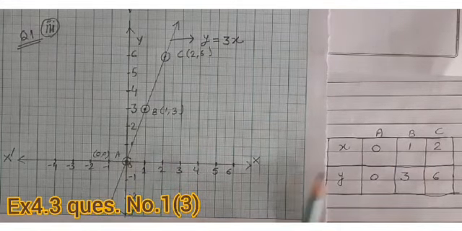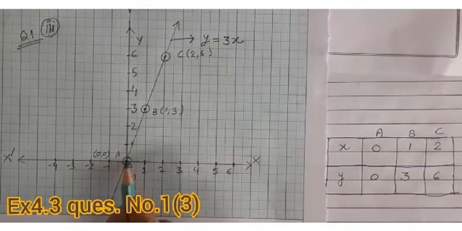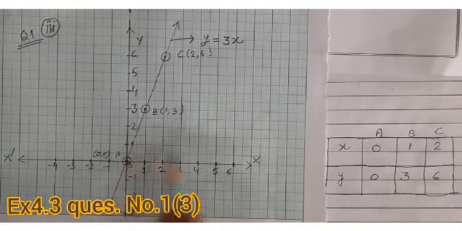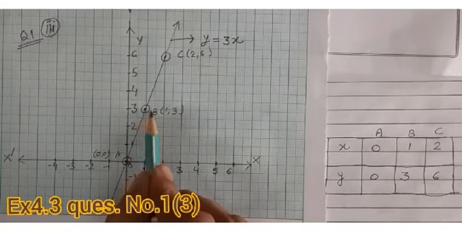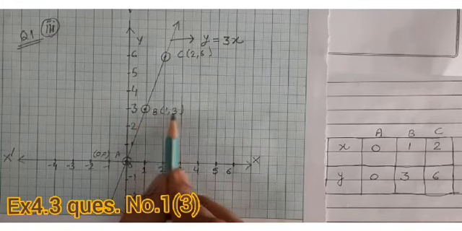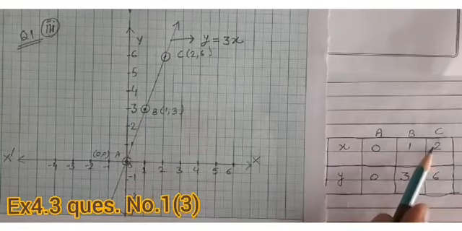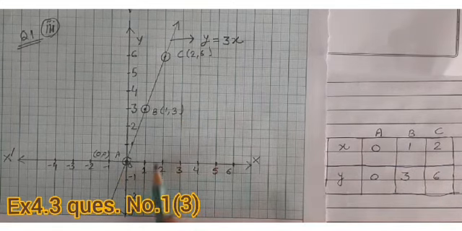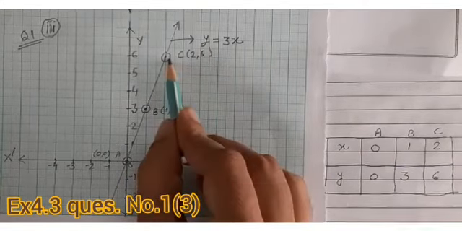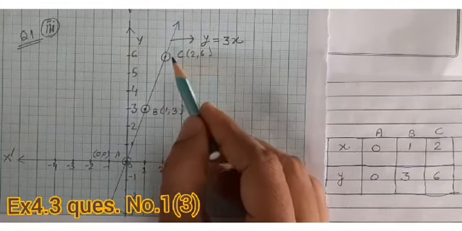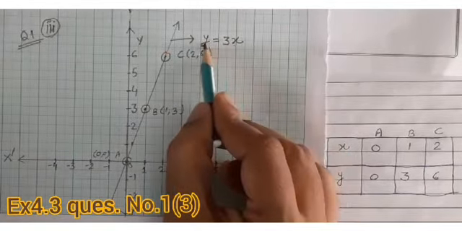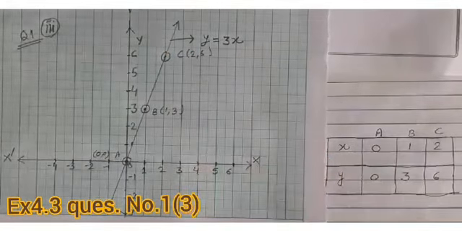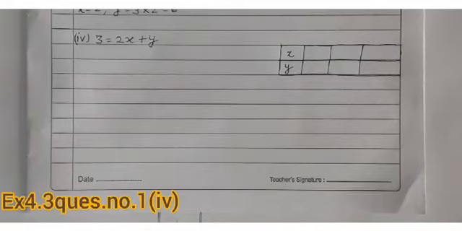On graph paper, see, A is 0 comma 0. I marked 0 comma 0 here as A. Then B is 1 comma 3, so x is 1, y is 3. C is 2 comma 6, x is 2 and y is 6. Then join A, B, C and draw one line. You will get y is equal to 3x. Come on, next question.